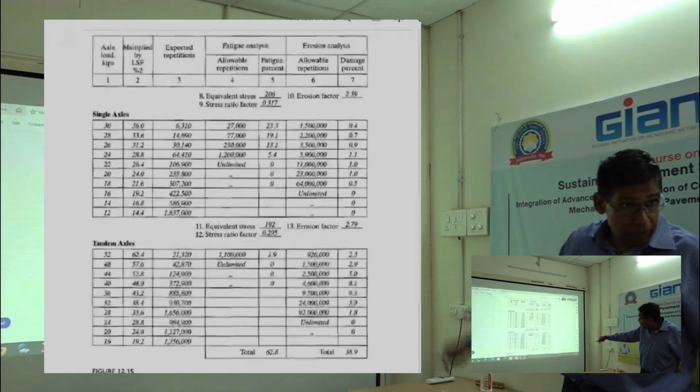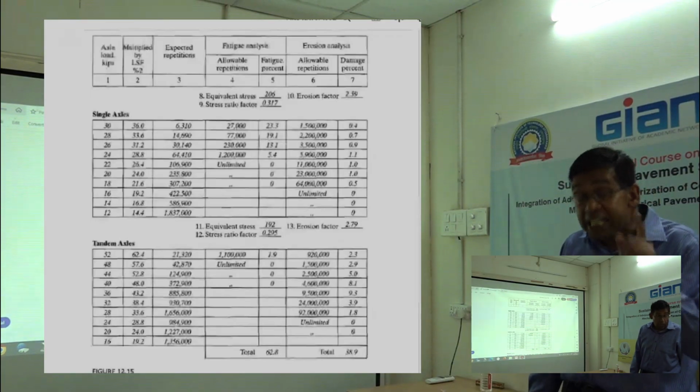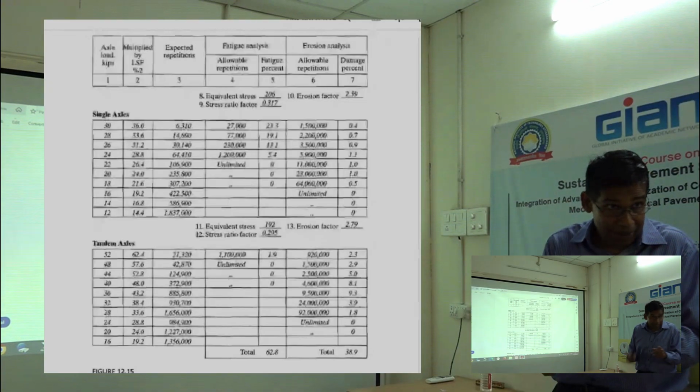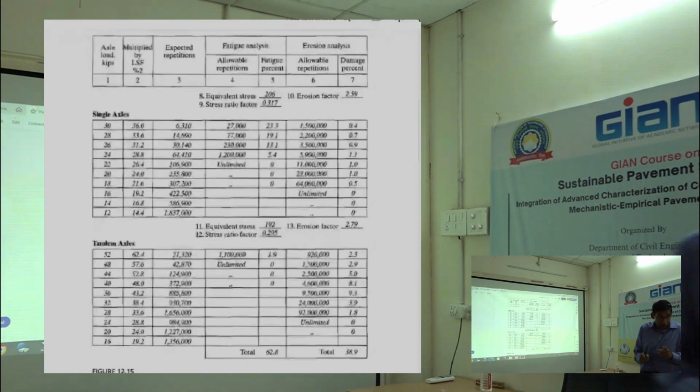Now you add them up. Each of them independently must be less than 100. Both are happening at the same time, right? Both of them independently have to be less than 100. So 62.8 and 38.9 is a little conservative. It's not close to 90. If both were around 20 damage, then it is very conservative. So I can still afford to drop my thickness to 9 inches. I can try to make them closer to 100 to make it a little realistic. Otherwise, it's a conservative design.